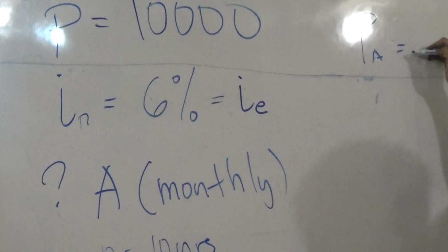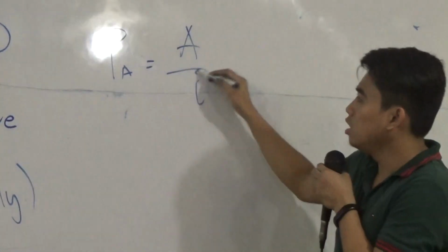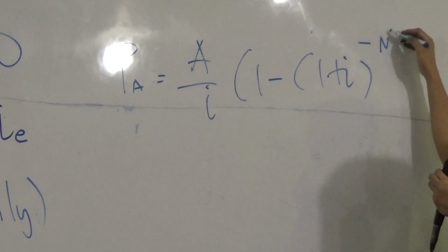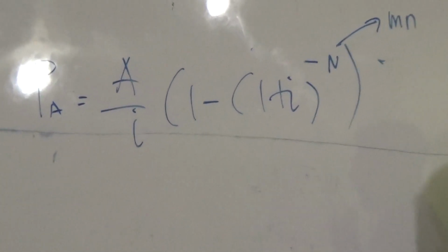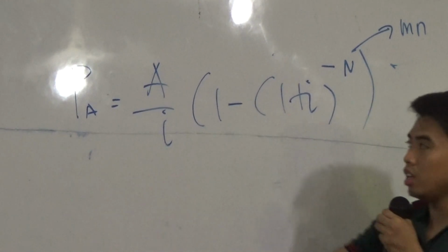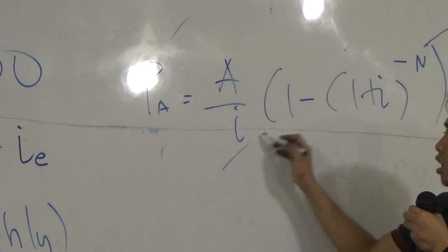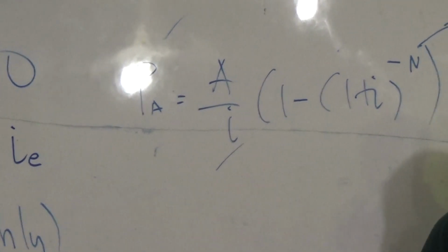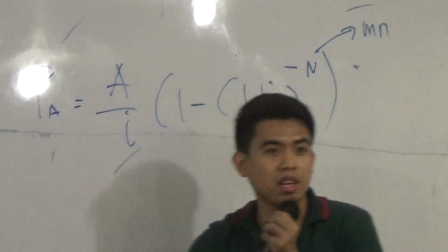Ano formula ng present worth? Present worth ng annuity is equivalent sa formula A over I, 1 minus 1 plus I raised to negative N. So yung N na yan, N times N yan. Tama ba? Analyze. Given ba yung P? Yes, sir. Given ba yung I? Yes, sir. Given ba yung N? Yes, sir. Masasolve ba yung A? No, sir. Hindi masasolve yan kung gagamitin mo yung 6%.